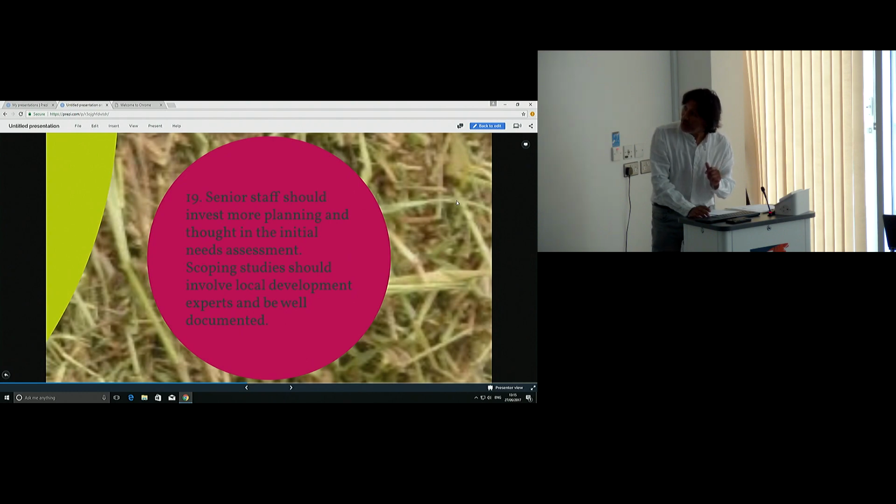Senior staff should invest more planning and thought in the initial needs assessment. That's quite important, because it's not just about collecting data and not just about doing a report. It's really thinking strategically about how we're going to use the data to plan well a project or a new country or a new initiative. The scoping studies should involve local development experts and be well documented. It seems that decisions were made between the scoping study and the hiring of the team, and we started new communities and left some communities, but there was little information about that. The evaluators couldn't find reports on that.